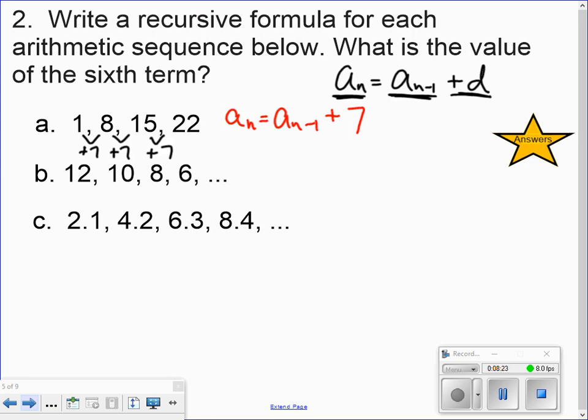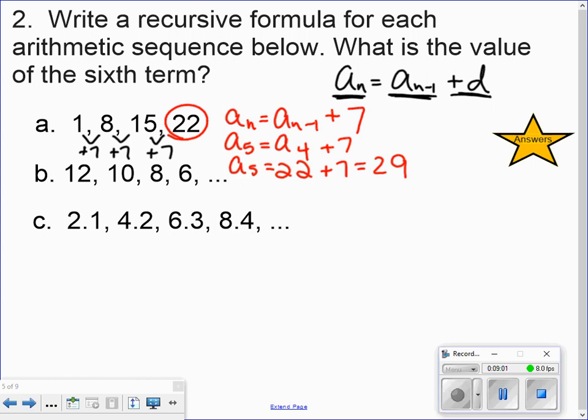To get the sixth term, we need to first know the fifth term. To get the fifth term, we would need to know the fourth term. So if I want a sub 5, then I would need to know a sub 5 minus 1, or a sub 4, plus 7. We're looking for the fifth term. We don't know the fifth term, but we do know the fourth term. What's the fourth term? The fourth term is 22 plus 7. So the fifth term would be 22 plus 7, which would be 29.